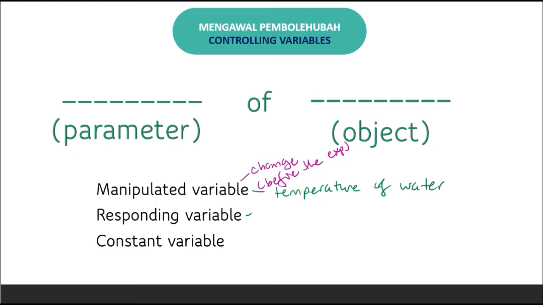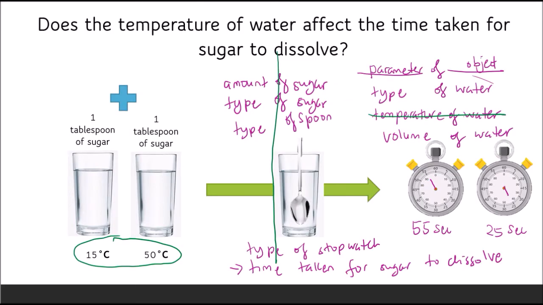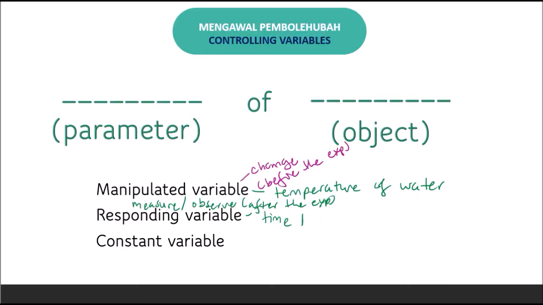Well, the responding variable is what you want to measure or what you want to observe. What do you want to see after the experiment? Okay, understand? So let's go back to the experiment. This is before and this side is after the experiment. So after the experiment, after I stir the water, what did I do? Yes, I take the time taken for the sugar to dissolve. So this is the responding variable. Time taken for sugar to dissolve.